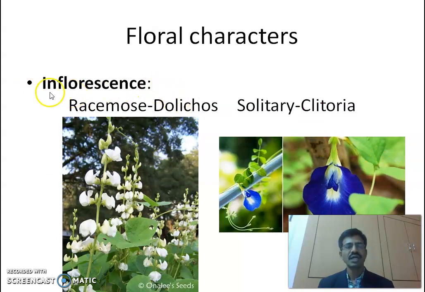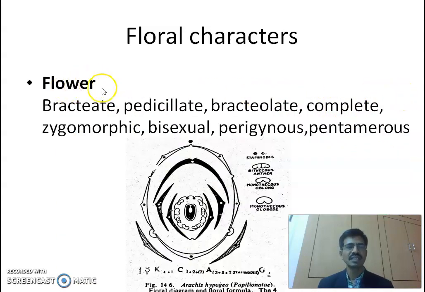And when we come to inflorescence, usually racemose inflorescence is observed, for example Dolichos lablab, and solitary flowers are observed in Clitoria ternatea. And flower description: bracteate, that means bract is present, and also pedicellate, bracteolate, two bracteoles are present either side, and complete flower, that means all the four floral parts like calyx, corolla, androecium, and gynoecium are present. So this flower is described as complete flower.